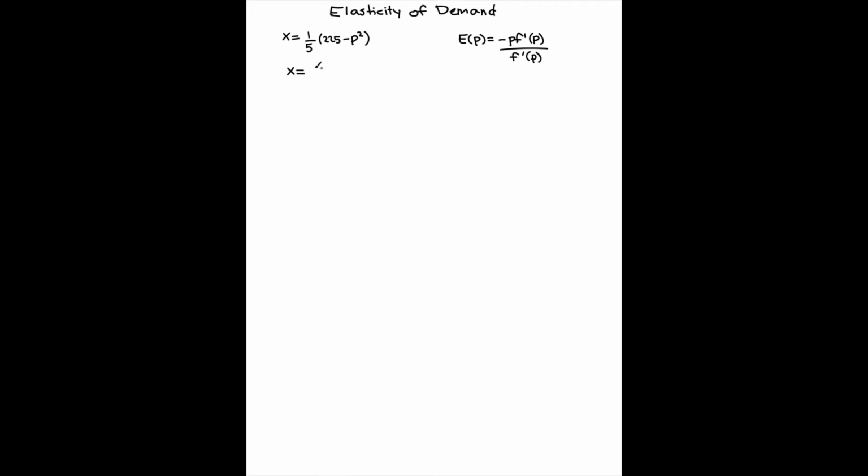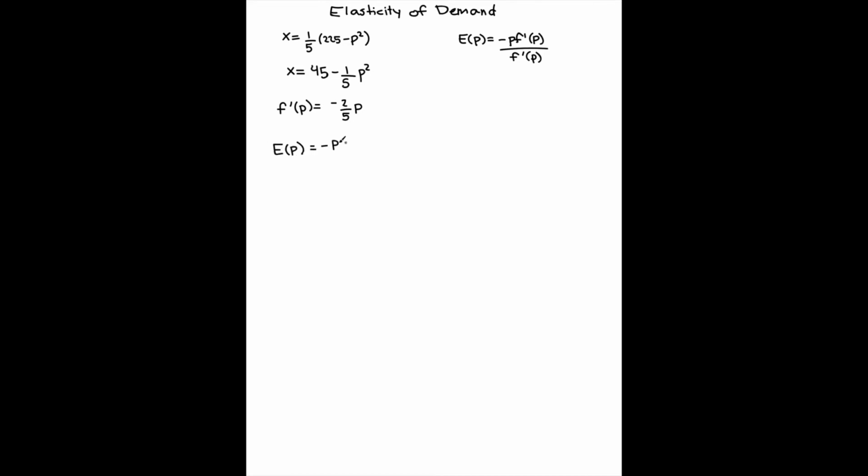First, let's distribute the 1/5. Now, since 45 is a constant, its derivative is 0, and the derivative of negative 1/5 p squared is just negative 2/5 p by applying the general power rule. So now we have all the components to the elasticity formula.